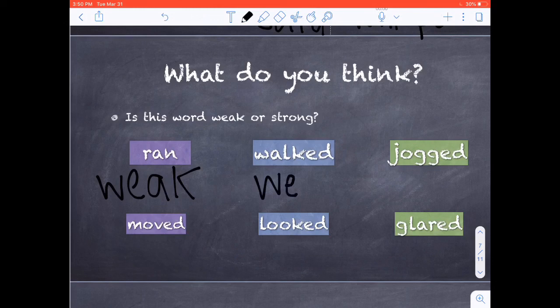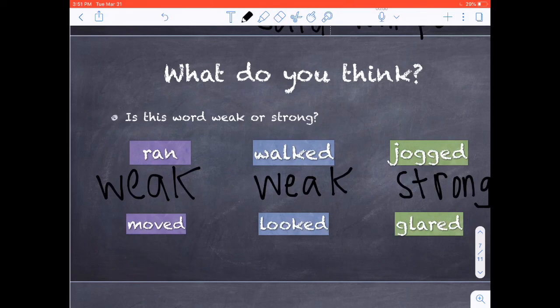We could describe it saying strolled. That's a little bit stronger. Jogged. I know what jog means. Now I'm trying to figure out, is it weak or is it strong? What are other synonyms for this word? Actually, I'm going to put strong because I could just say ran, and that seems pretty weak. But jogged is describing in a little more detail the speed of that person running.